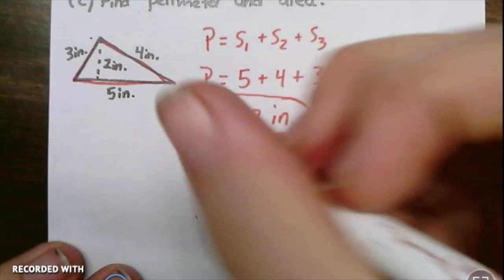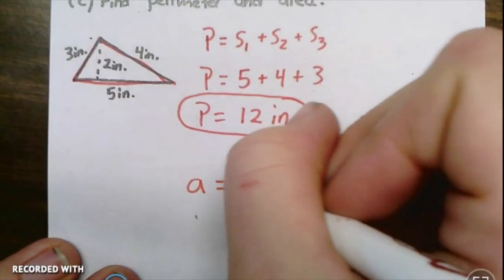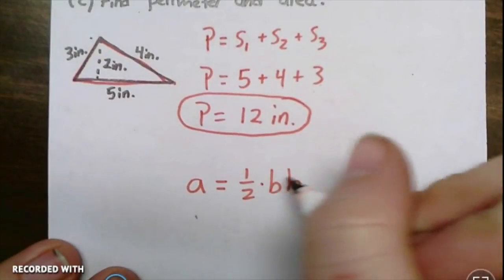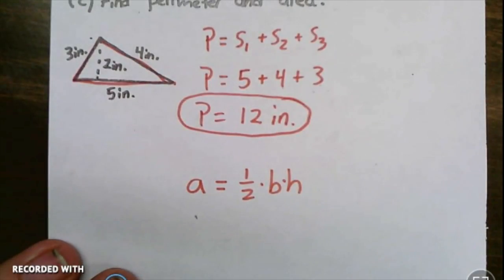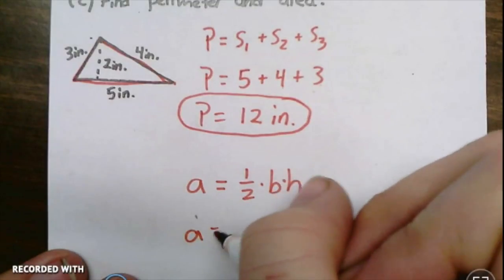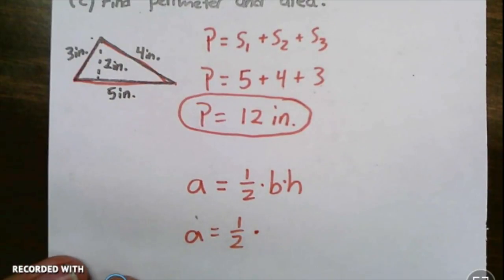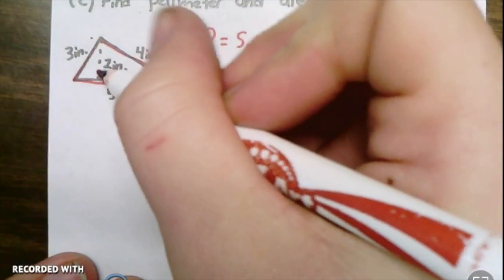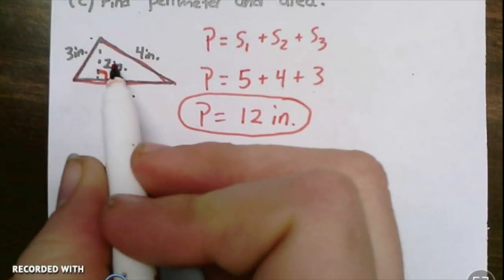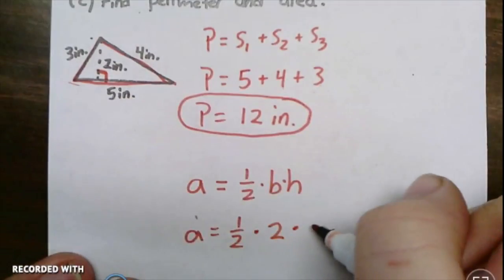What about for area? The area of a triangle is 1/2 times the base times the height. You can put dots in there or leave them out. So now I'm going to plug in what I know. I've got A equals 1/2 times the base. To find the height, look for the right angle. This is where your right angle would be. And so my height is 2 and my base is 5.